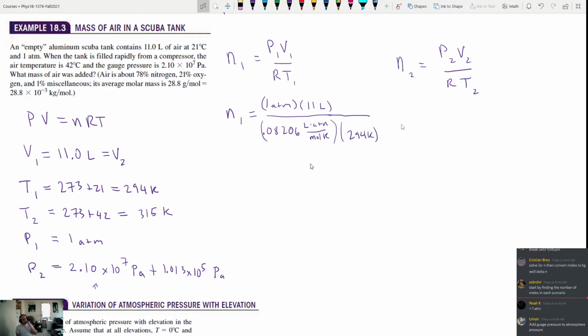I guess we could have done all of this as one big equation, couldn't we have? Oh well. So this is going to give us a value for n1, and then over here we have n2. For n2, pressure 2 is in pascals. I think this is going to be 2.11 times 10 to the 7. If that's wrong, tell me, but I think that's right. And then if we write it in pascals, we now have to write volume in meters cubed, but I think you just divide by 1,000.